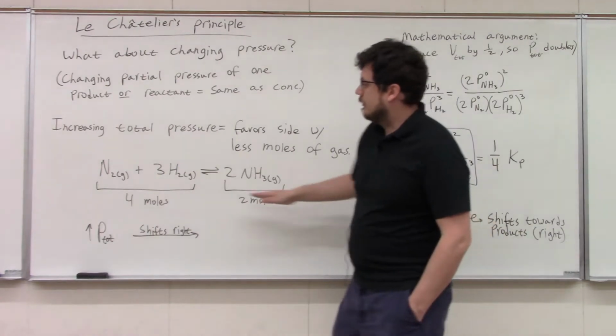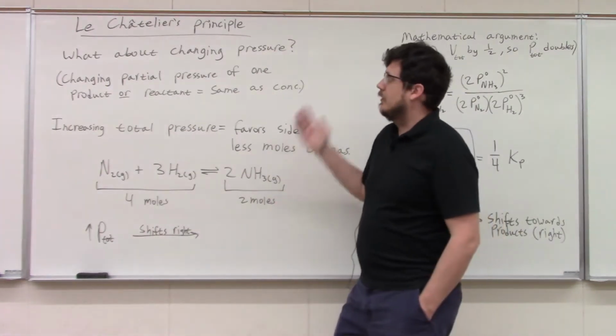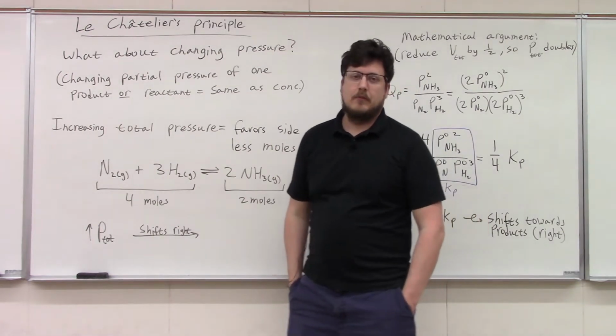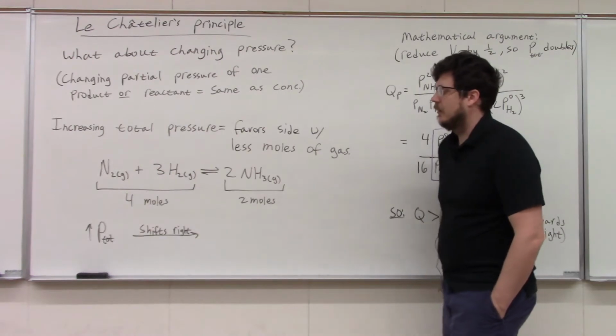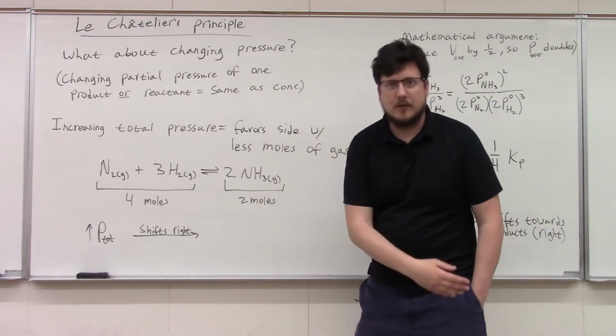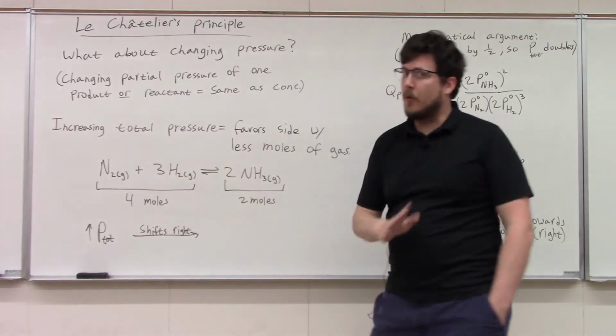Now, if they're equal, if we had something like 3 and 3, then there would be no change by adjusting pressure. So you have to have an unequal number of moles, and it's just going to favor the side with the least moles. Now, if you drop pressure, it'll do the opposite. It'll favor the side with more moles. And that's total pressure, I want to be clear.